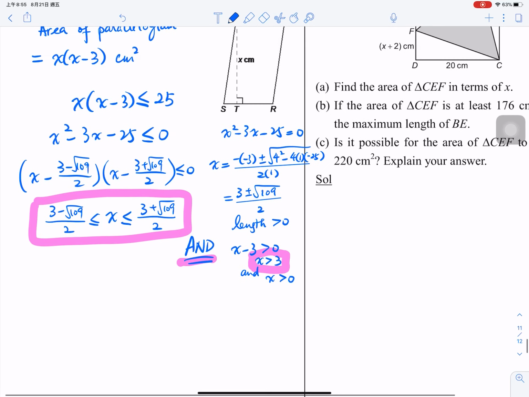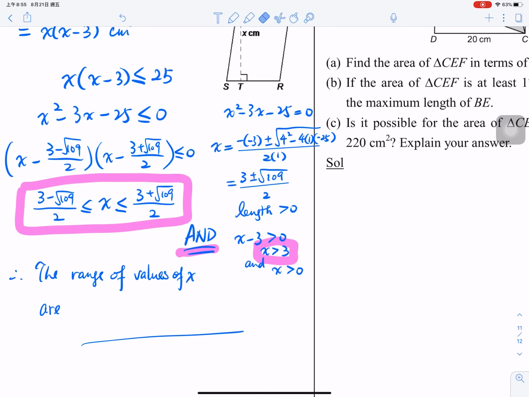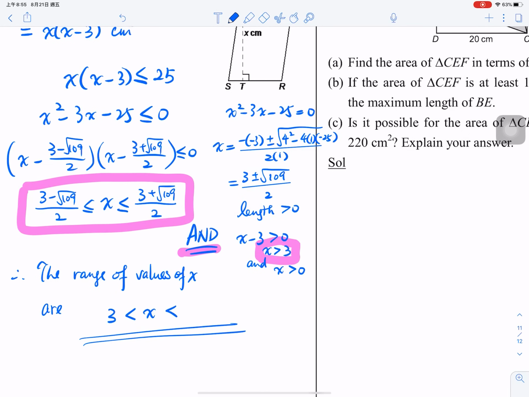So all together at the end, the range of values of x are, so you think 3 minus something and then divided by 2, which is smaller than this one, right? So it's better to include this one. So at the end, x greater than 3 and this one smaller than 3 plus square root 109 over 2. Okay? Any question?